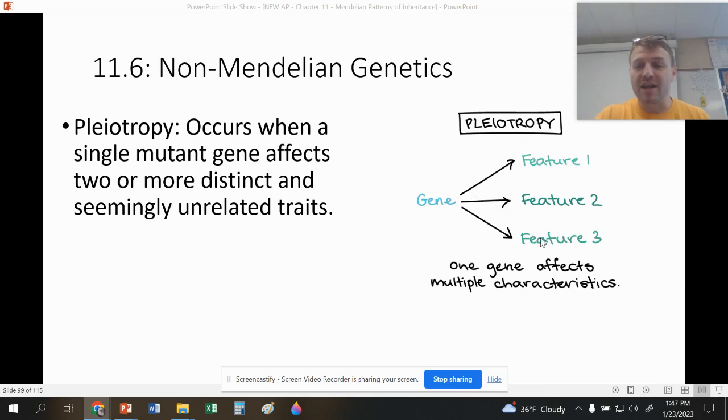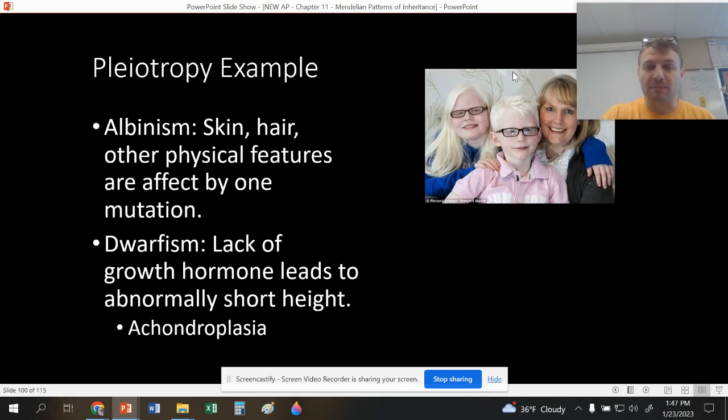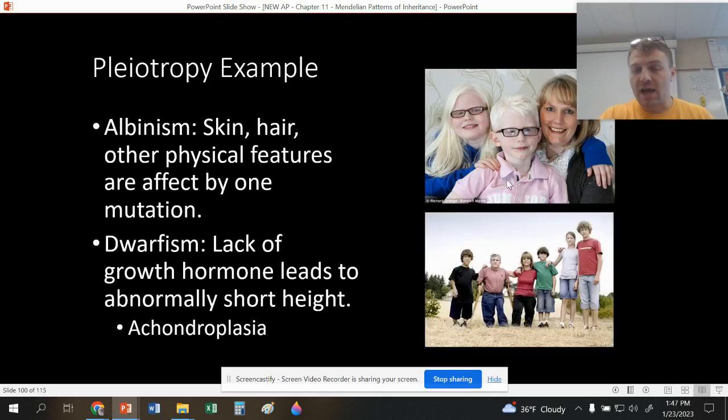Pleiotropy. So it's kind of the opposite here, where one gene will have an effect on many different phenotypes. And this is because that one gene is very important to the phenotype of the organism. So you can see here, one gene having many different phenotypes. An example is people with albino skin. They have one gene that's affected, but many different phenotypes are affected because of that one gene. Or dwarfism, having one gene affecting many different phenotypes.